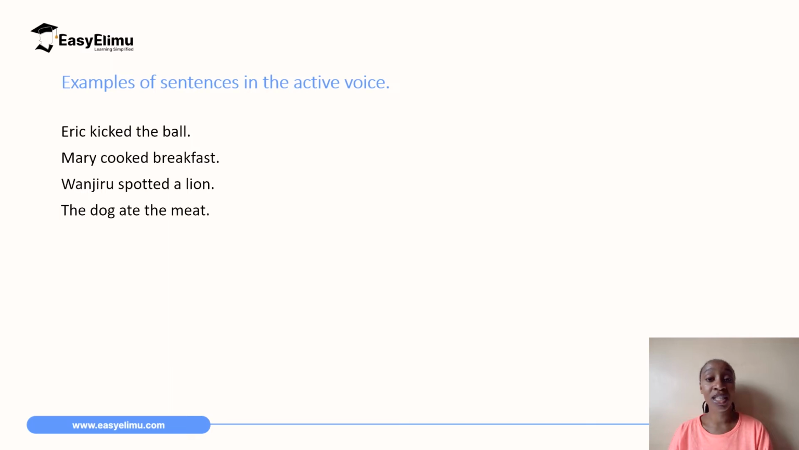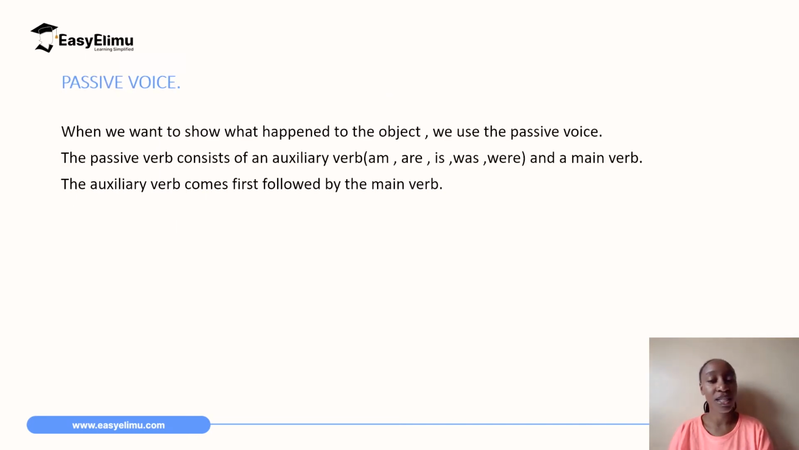So if you want to easily identify the subject, the verb, and the object, start by first identifying the verb or the action. That will guide you to then identify who is the doer of the action and who has been affected by the action. If you also notice, in these sentences, we have started with the subject and then the verb and then the object. So in the active voice, we start with the subject, the verb, and then the object. So that's it for the active voice. Let us now proceed to the passive voice.